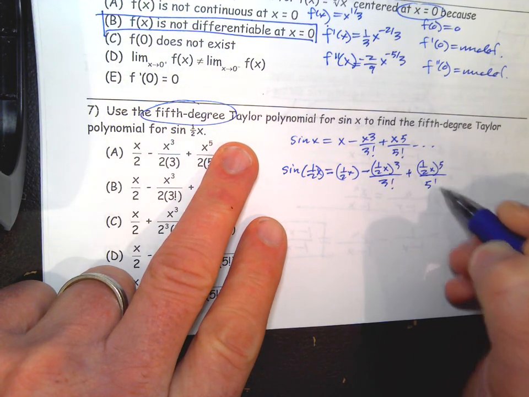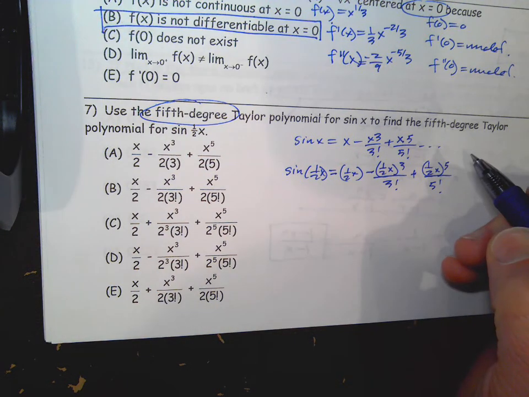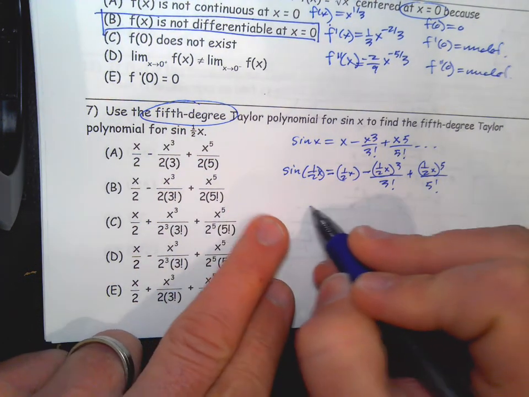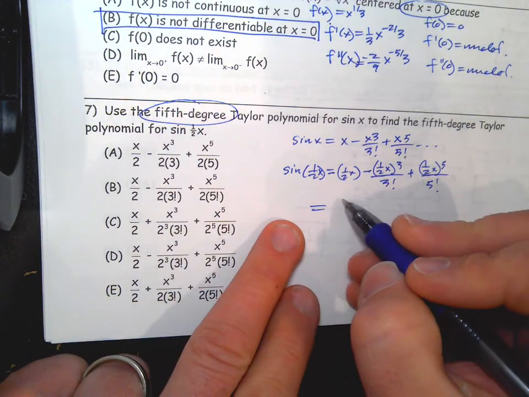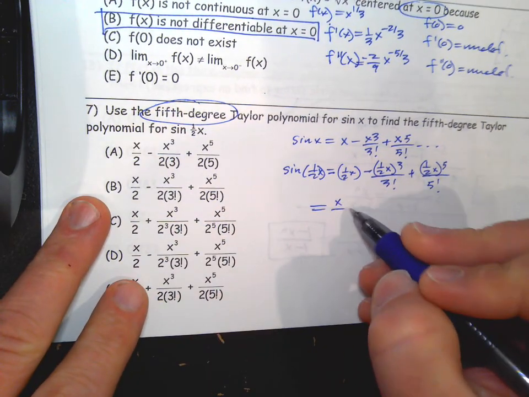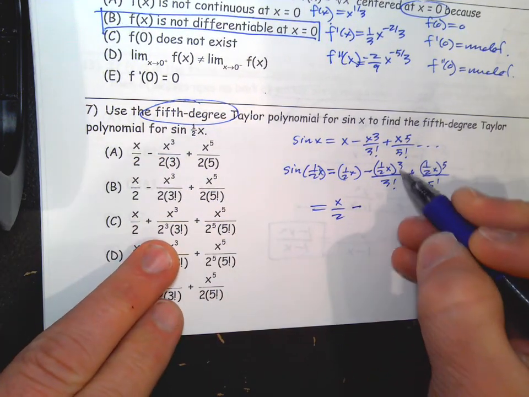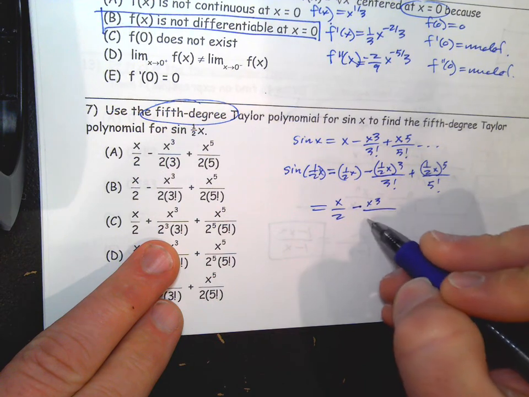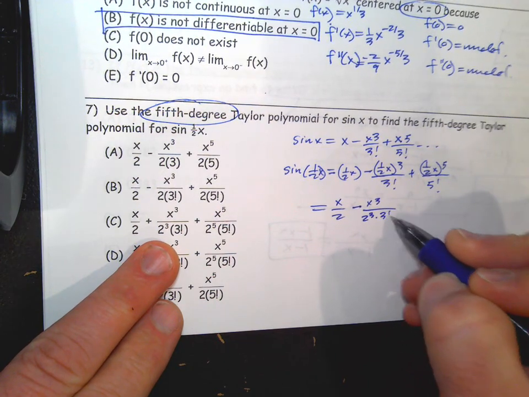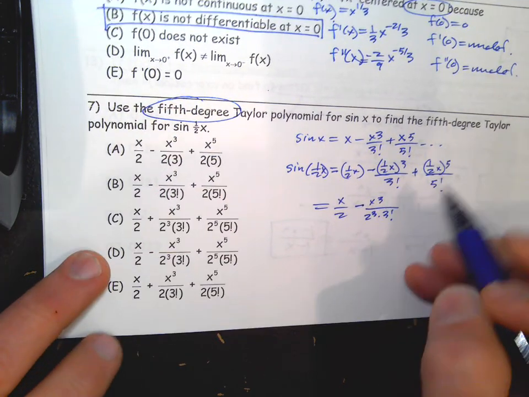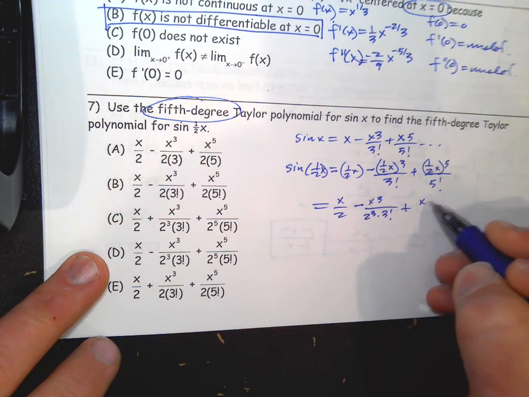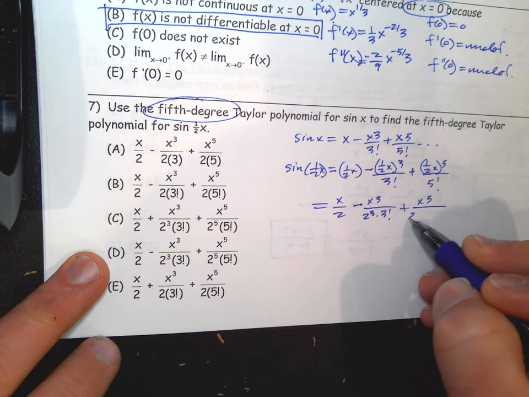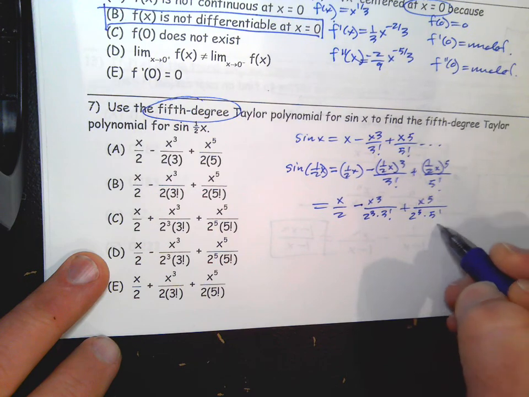Otherwise, you could do it the long way. Now, which of these seems to match up with that? I mean, this is x over 2 minus, a lot of these have, like, x cubed over 2 cubed, 3 factorial. So x to the 5th over 2 to the 5th, 5 factorial. So this is what we're looking for.